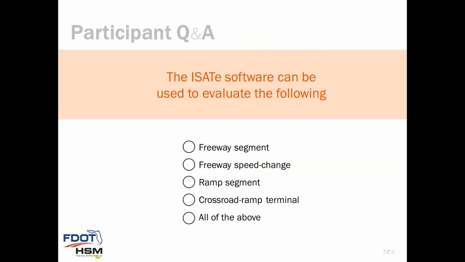All right, let's take another poll to see if everyone is connecting with the concepts presented. Please indicate the one choice that correctly completes the following statement. The ISATe software can be used to evaluate the following. A, freeway segment. B, freeway speed change lane. C, ramp segment. D, crossroad ramp terminal. And E, all of the above.